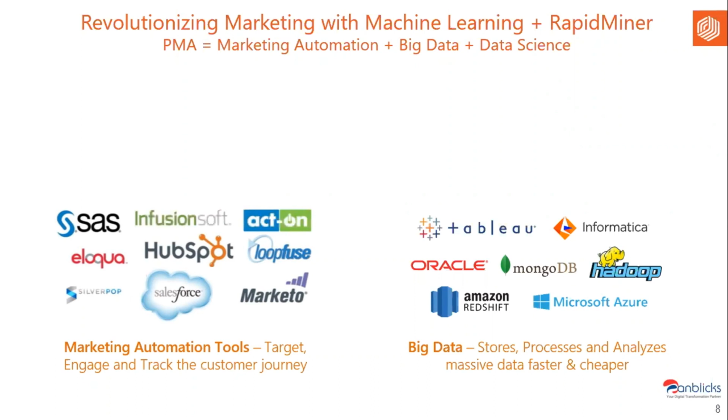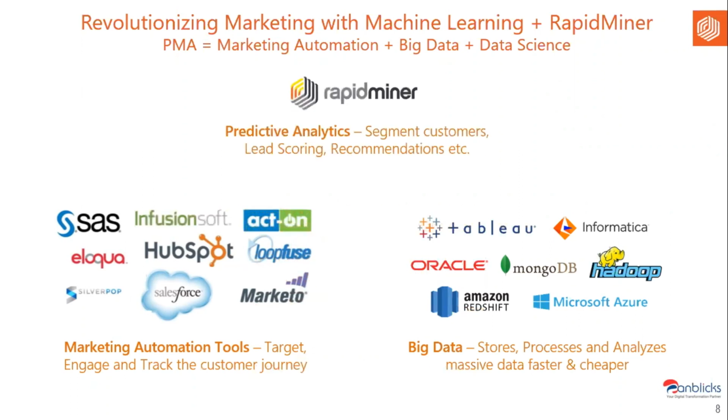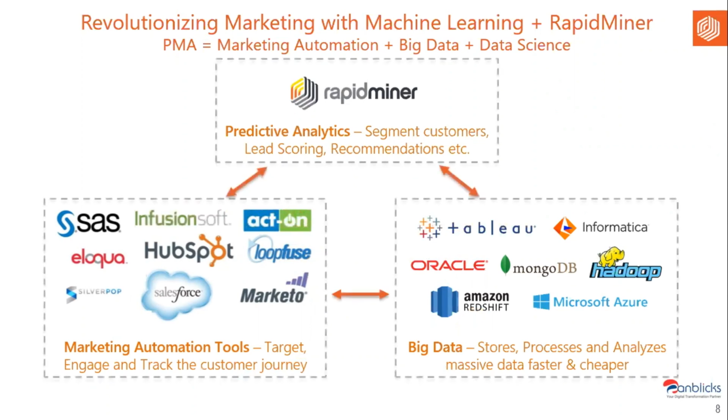These challenges can be addressed by developing a predictive marketing analytics solution using RapidMiner as a data science platform, which helps you analyze the data to understand your audience and tackle all other challenges as well. We'll see how this is possible in the next slide.